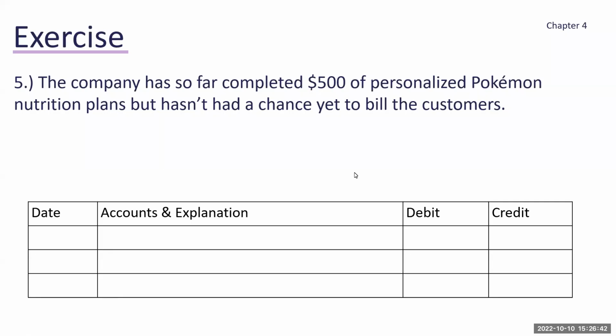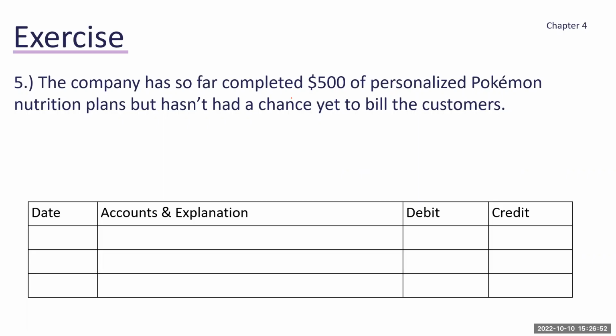Here we go, our last adjusting entry. Here we have an example of services that we have completed. Whenever we hear that term completed, that means earned. That means we need to record the revenue. So we need to record revenue. To increase revenue, we credit.